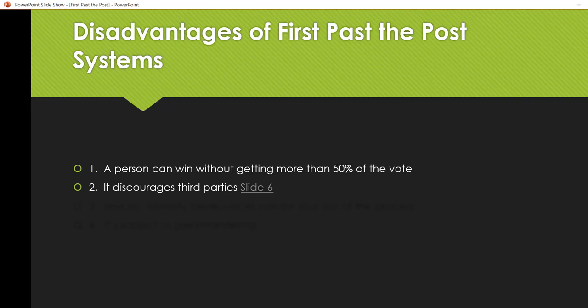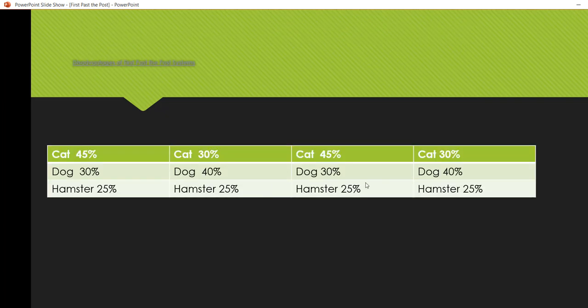And third parties almost always don't represent really large numbers of people, or I should say they don't represent enough of the population to get the most votes in any given election. So I'll show you how that might work.